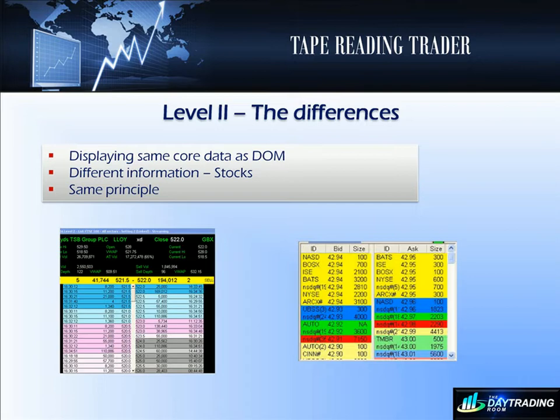So really, for tape reading, you don't necessarily need to use a DOM or a ladder, you can use Level 2. The principles are entirely the same. We're just looking at the response of the market to certain actions, combining it with the time and sales.